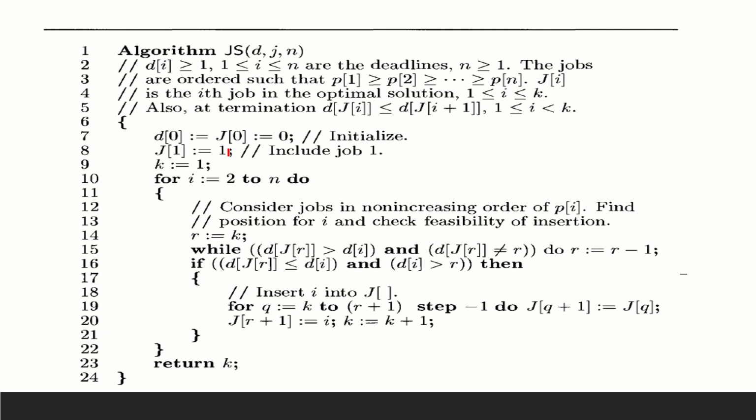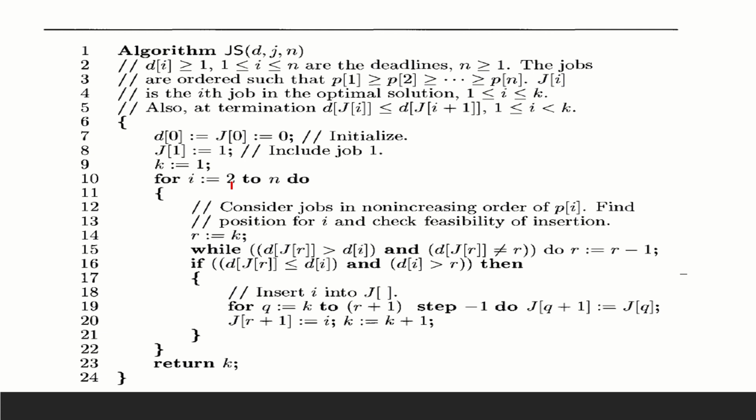Then we will select the first job from the input array into J, and K indicates how many jobs there are in J. Here we have added the first job to J, so K is equal to 1. Next we have to consider the next set of jobs, that is from the second job to the last job.